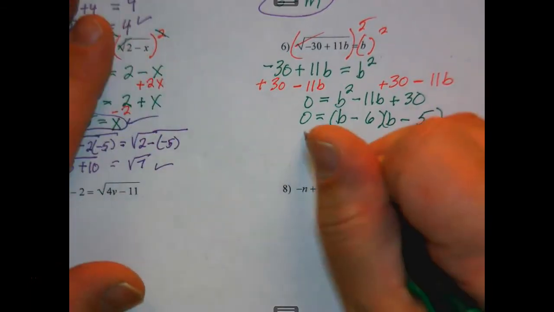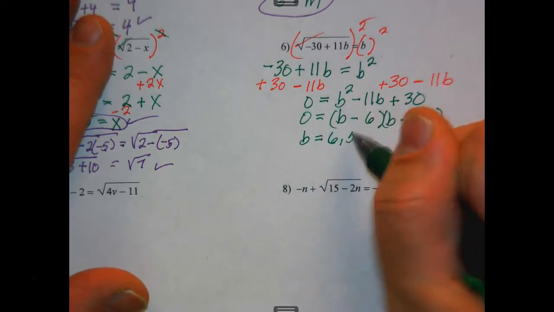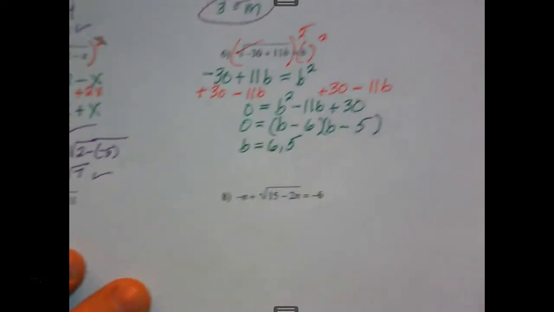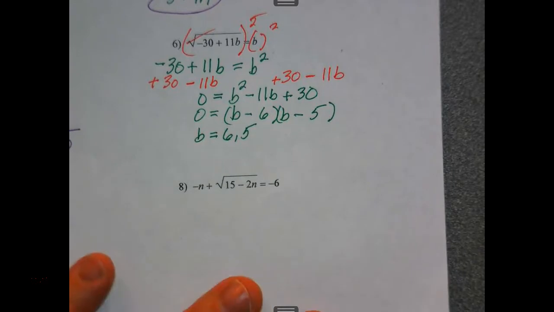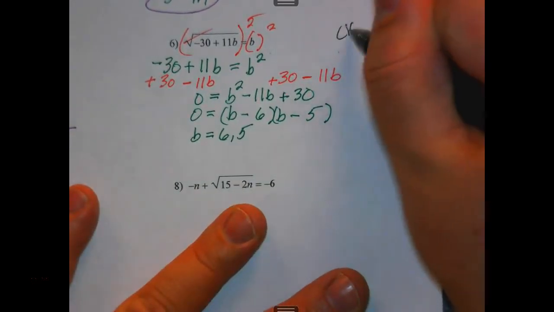So what does b equal? 6 and 5, right? That's what we get to do. Check both of them. Isn't that fun? Told you it was funner. So I'm going to check.